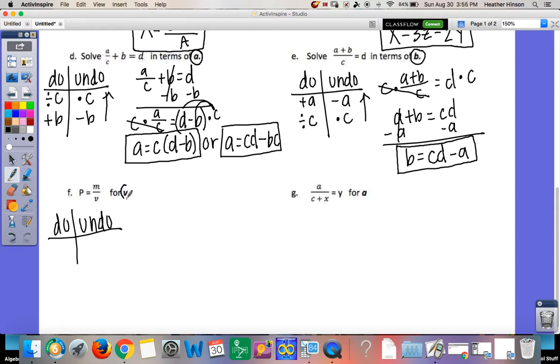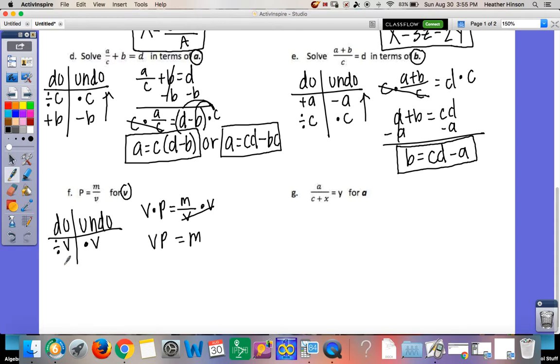We want to solve for V. So what's happening with V right now? Well, V is on the bottom, so it's actually being divided. It's not dividing M, it's dividing V. So we need to get it out of the bottom of the fraction. To do that, since it's divided by, we're going to multiply by V. Even though it's the letter we're solving for, it can't be in the bottom of a fraction. So we're going to multiply it out of the way. So it'll cancel out of the fraction. And then V times P is just VP, or PV. It does not matter.